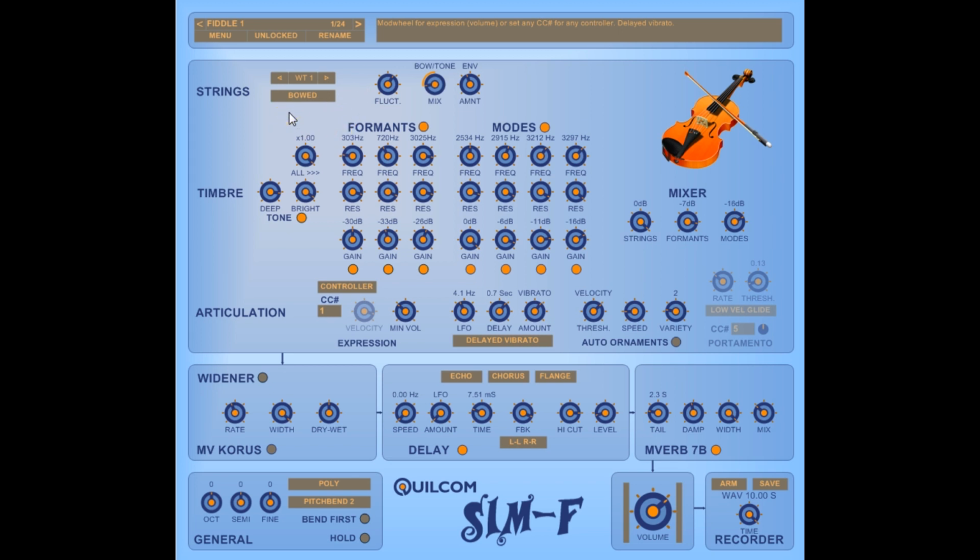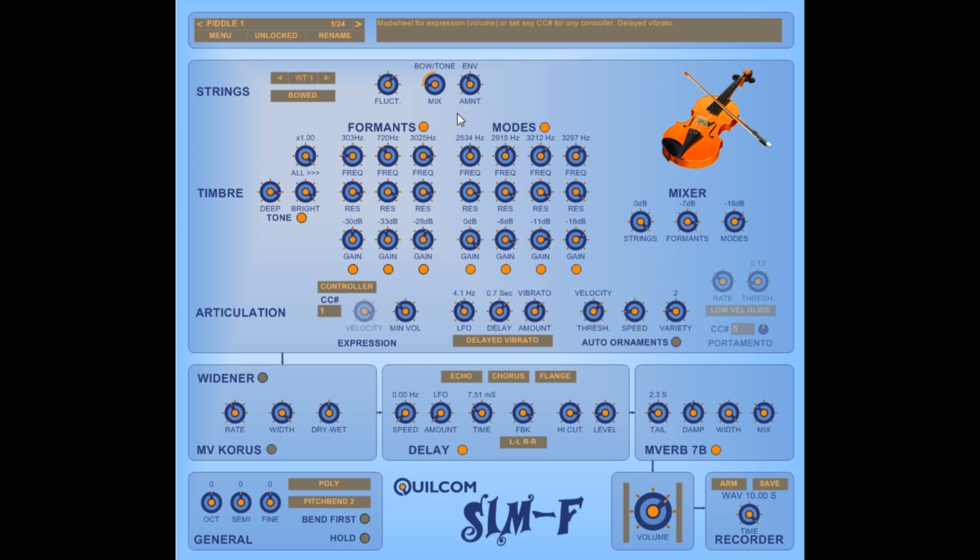Bowing can be changed to pizzicato or plucking. So bowing you just heard. So that's pizzicato. I mean, a lot of things change, not just the envelope, but a lot of things change internally when you operate that switch.